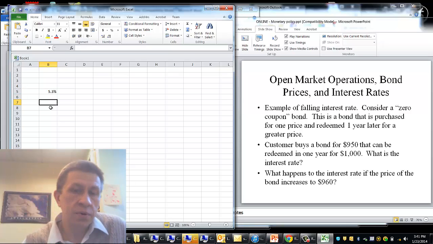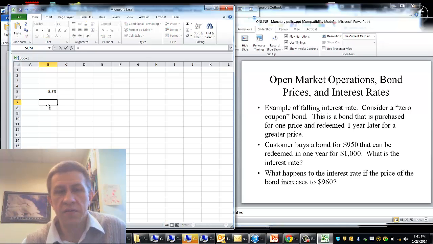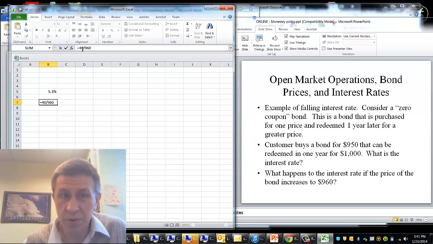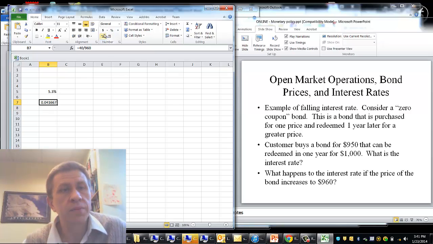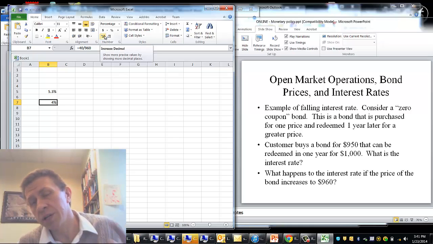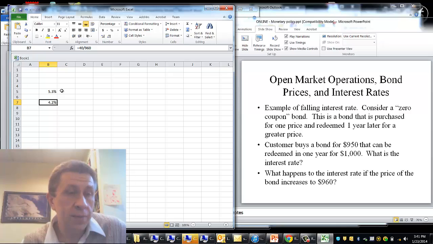Well, what happens if the bond price increases to $960? Well, now we only have $40 worth of income we're earning from a purchase price of $960. Because we discussed bonds and interest rates have an inverse relationship, we know because the price is going up, the interest rate drops. By how much does it drop? Well, it goes from 5.3% to 4.2% in this case. So we take $40 as the earnings on the bond divided by the $960 purchase price. We're looking at an interest rate of 4.2%.